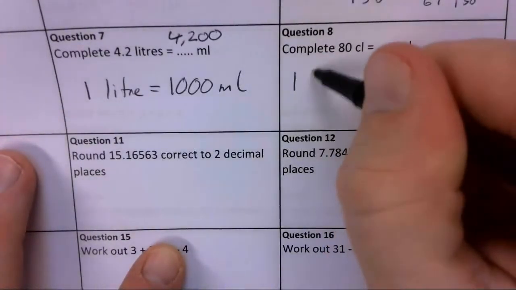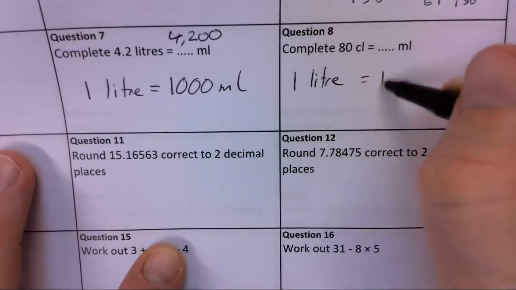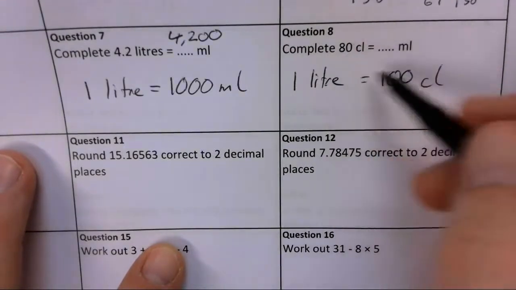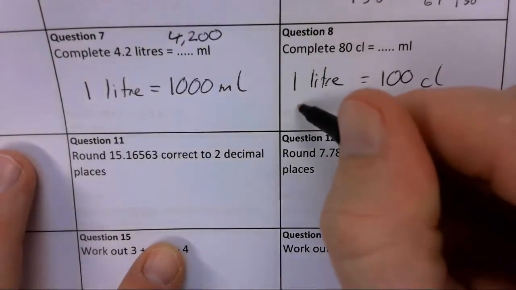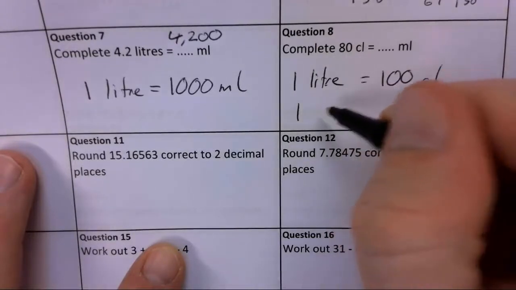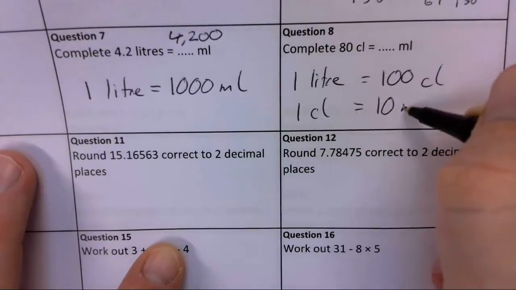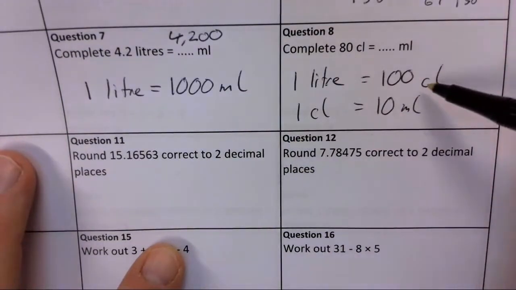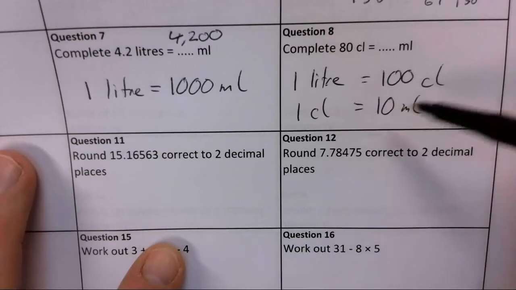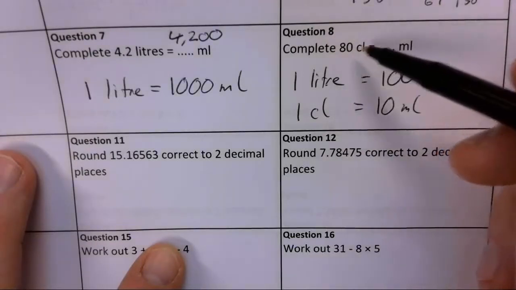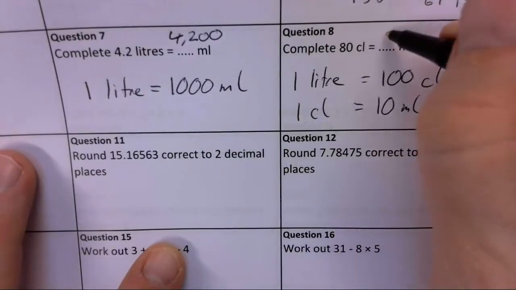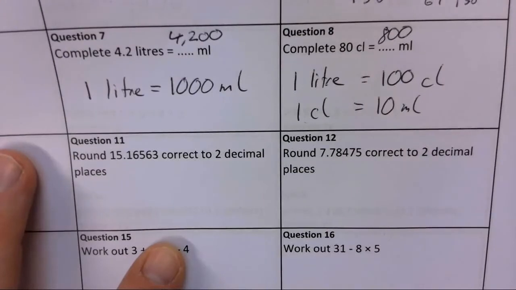Centilitres, just like a centimetre, there are 100 centilitres in 1 litre. And just like centimetres to millimetres, 1 centilitre is 10 millilitres. So in the same way that 10 millimetres is 1 centimetre and 100 centimetres is 1 metre, it works exactly the same way with millilitres, centilitres and litres. So in this case, 80 centilitres, if each centilitre is 10 millilitres, would be 800 millilitres.